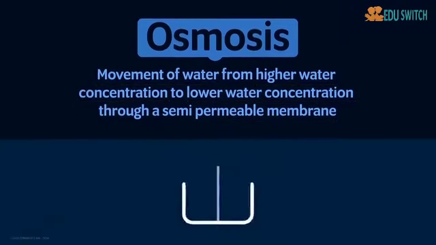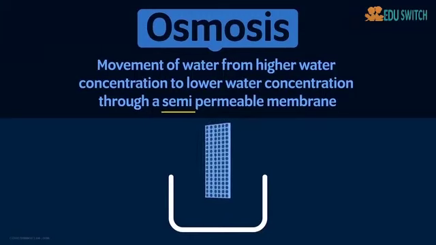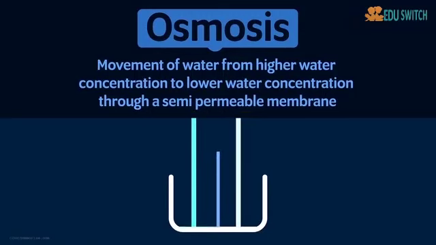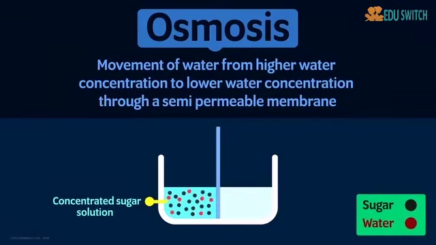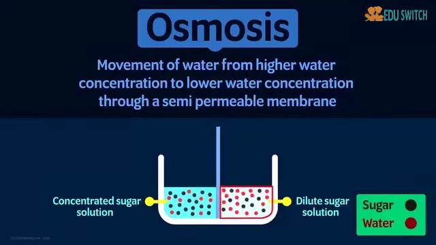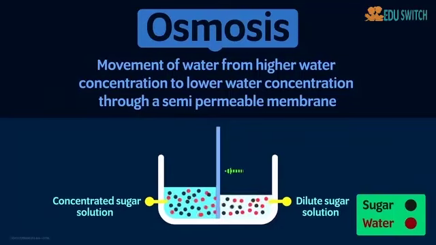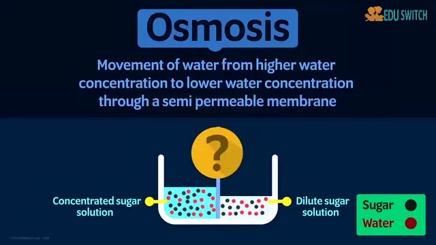So let's say we have this container which is partitioned by this semi-permeable membrane. Now we add sugar solutions at both these sides. However, the concentration of each is different. Here we add concentrated sugar solution, while here dilute sugar solution. That means the concentration of water in this solution is obviously more compared to this. So after some time, we see water molecules moving from this side of the partition to this side. And how long will this movement take place?